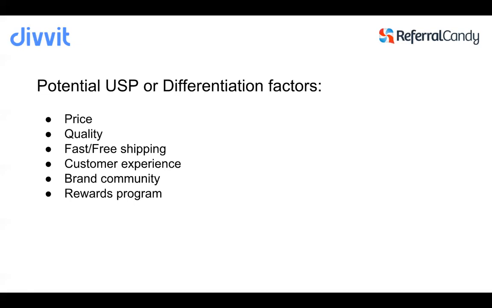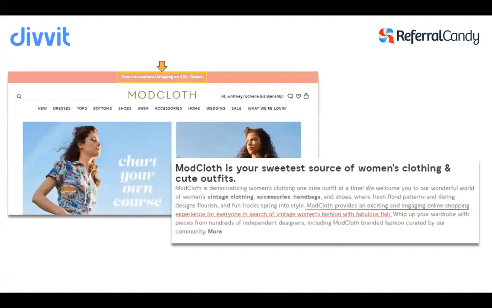Now, when you're talking about USP, this is something that you want to make blindingly obvious and apparent everywhere the customer interacts with your brand. For example, we have ModCloth here, and this is going to be personalized for me because I am an international customer, but the first thing that I see when I get on their page is free international shipping on orders of $75 or more, which is a relatively low threshold.